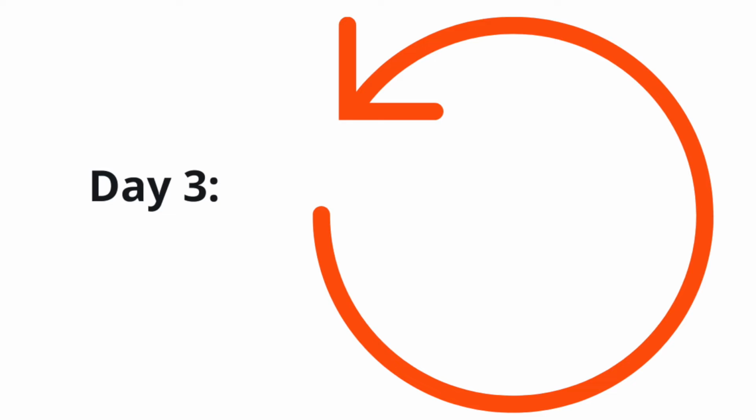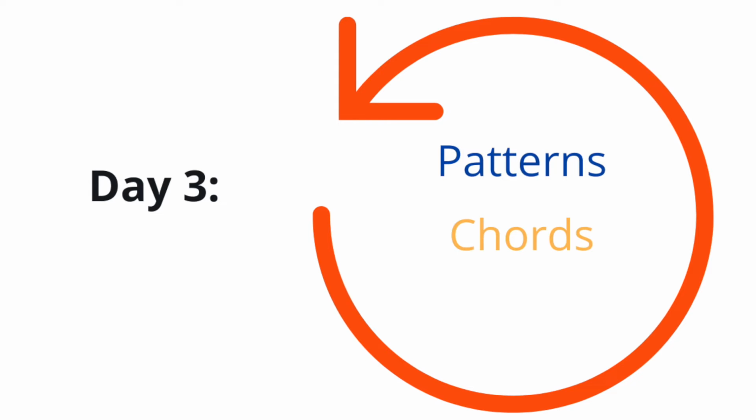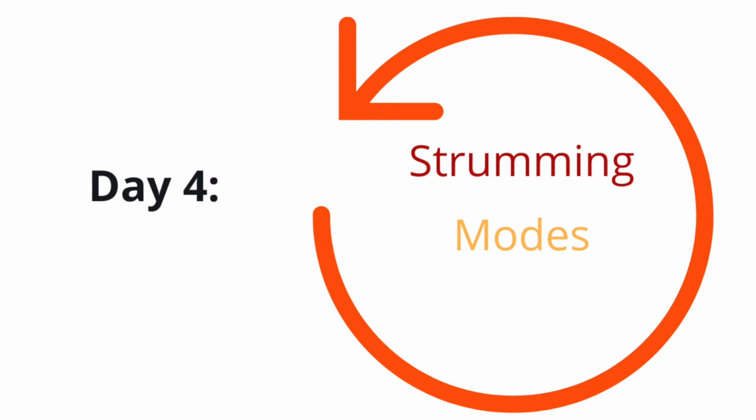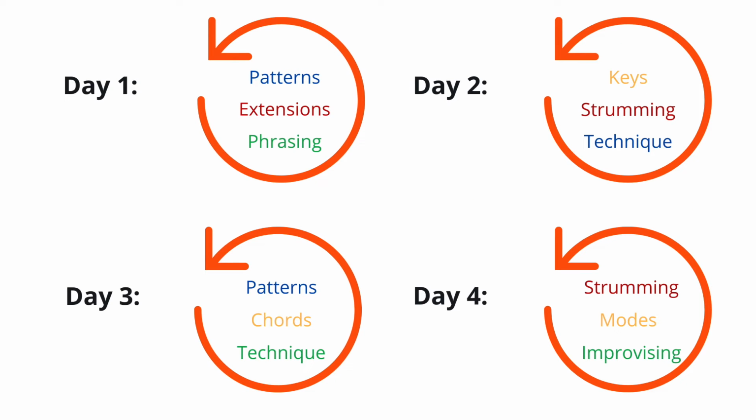Day 3 of our rotating schedule, patterns for finger picking again, because we're working on finger picking on day 3, chords for music theory, and technique for lead guitar. And day 4, I'm going to work on some strumming for my rhythm guitar category. Music theory pops up again, so I'll work on some modes. And lead guitar, I'm going to do some improvising. So here we've also got the items rotating, not just the categories, across our 4-day practice schedule.